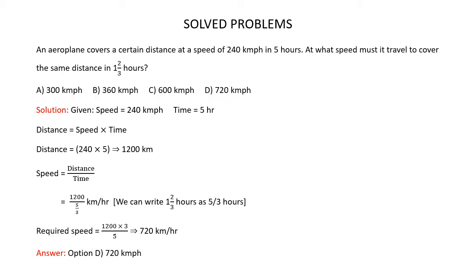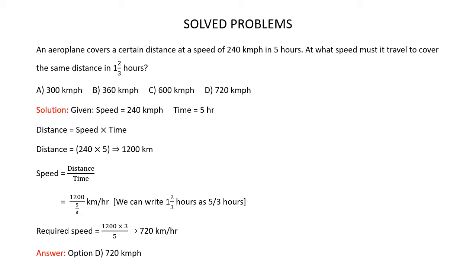So here you are asked to find what speed the aeroplane must travel to cover the same distance in 1 2 by 3 hours. But to find the speed, we have to know distance and time, and here we do not know the distance covered by the aeroplane. So first let's find the distance.